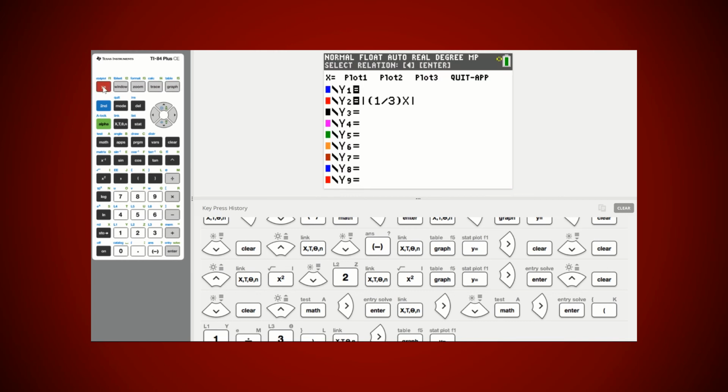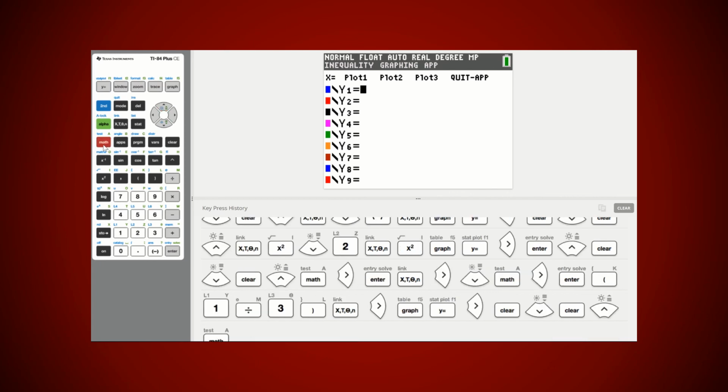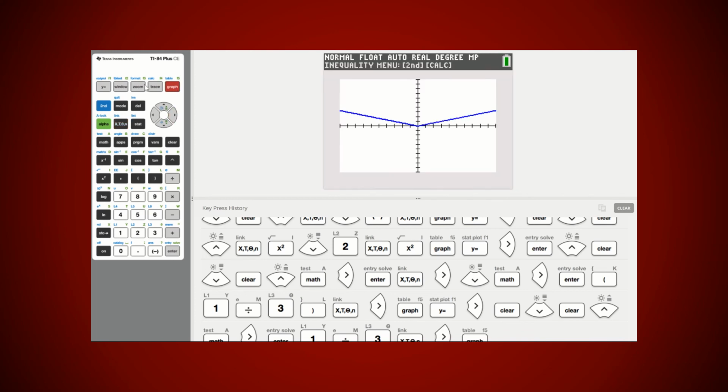I want to go back in here just for fun and see what happens if I don't put that 1/3 in parentheses. Let's see what happens. It may not do much since it's absolute value, but we'll find out here in a minute. Choose absolute value, and we're going to go 1 divided by 3x. Yeah, it didn't do much in that case.